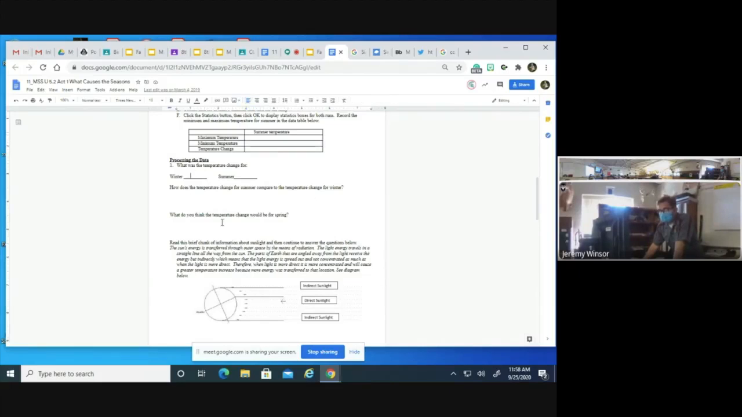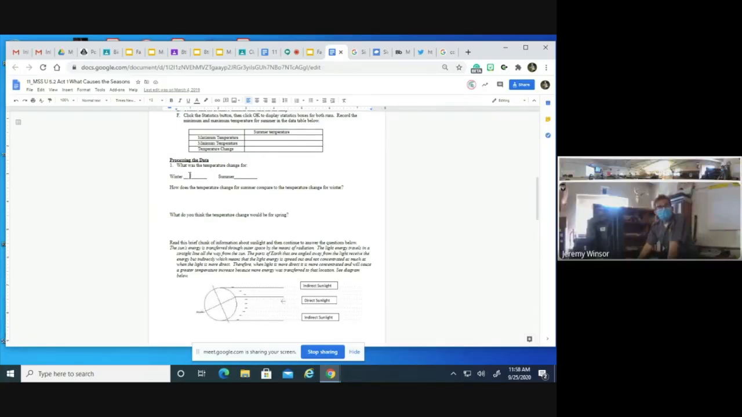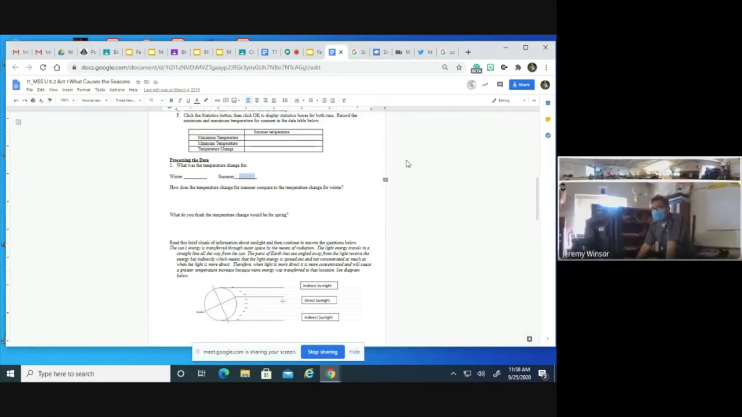So what was our temperature change for winter? Remind me. What was it? 31.9? I don't think 31.9 was the difference. I think that was our final. 8.6? Yes. Okay. What about our summer temperature difference? 15.7. Well, that's a big difference.